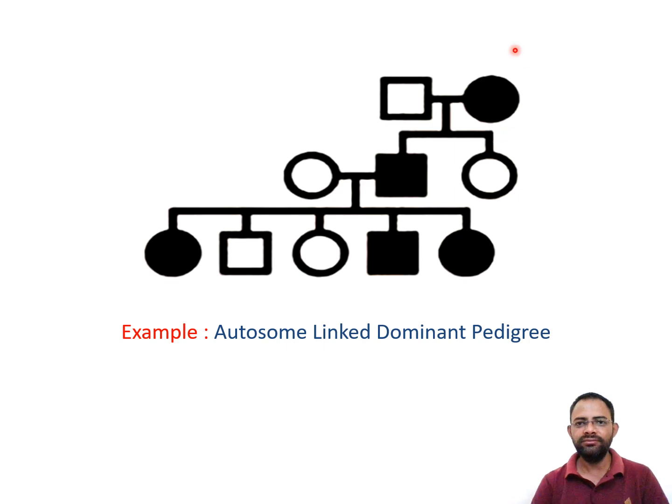In this pedigree, the males and females are equally affected. Here, two males are affected and two females are affected. Thus, we can say in this cross, the males and females are equally affected. And here, the transmission of traits occurs from either sex. Here, the transmission of the trait occurs from the female parent, and here the transmission of traits occurs through the male parent, which suggests the autosomal linked dominant pedigree.